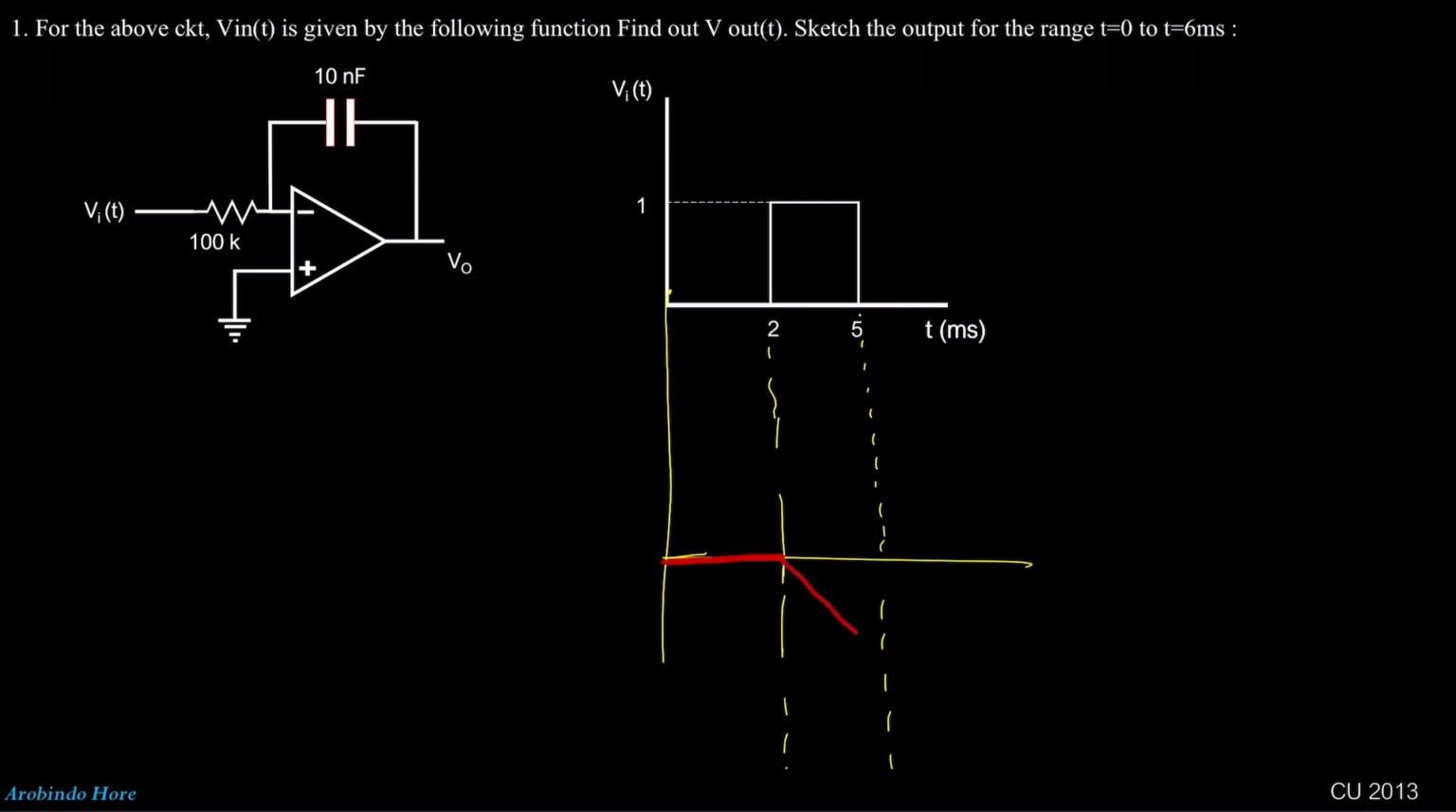It will go to minus 3. Okay, and then it will come back again to 0 and go like this. Okay, and this will be minus 3 volt, this will be 0 volt. Okay, so this will be the output. This one is from the integrator, right?